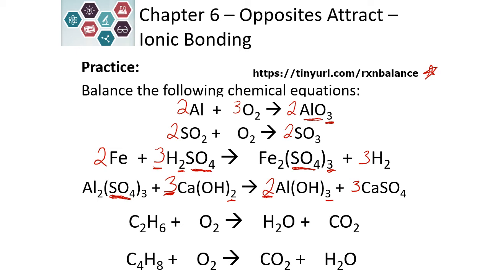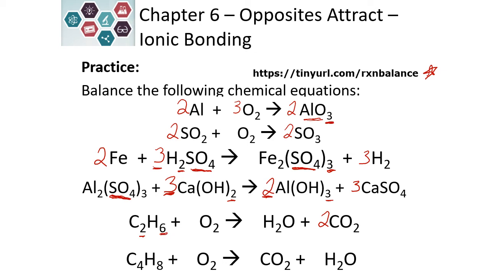Let's look at our next one. This is a special type of chemical reaction, and this is called a combustion reaction. So for combustion reactions, we balance them in a very similar way. So we can see that we've got 2 carbon on the left. So I'm going to try 2 carbon on the right.